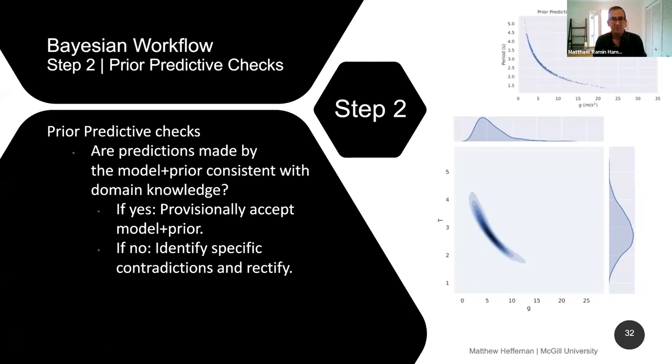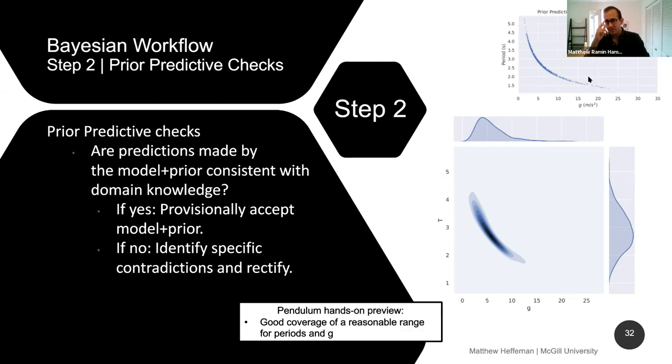So step two is prior predictive checks. The real process here is you take samples from your prior for g, run them through your model, and get predictions for the period. What you see, as we'll see in the hands-on session, is that you get good coverage for a reasonable range for both periods and g. So you have reasonable belief that your period is most likely going to be between about 1.5 seconds and 4.5 seconds, but there's a finite probability that it's going to be outside that and you don't rule that out.